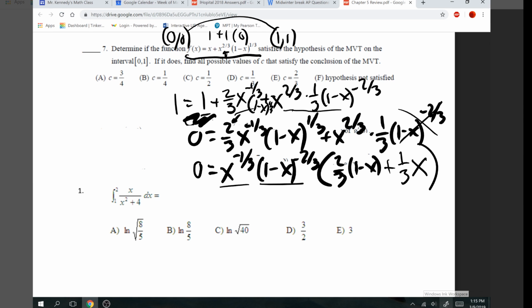All right, these are irrelevant. This has a critical point of 0. This has a critical point of 1. I want it on the interval, not at the endpoints. So all I care about is the last parentheses here. So I'm just going to solve this for where it's equal to 0. And I get 2/3 minus 2/3 x plus 1/3 x. And I want where that equals 0. So this is just 1/3 x equals 2/3. X equals 2. Oh, sad panda.